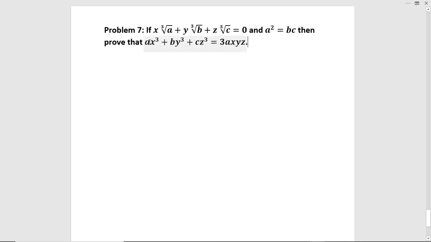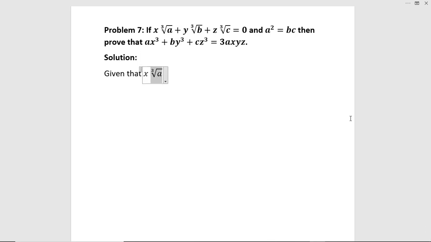So look at this expression. When we cube the first term, x cube root a, we will get ax cube. If we cube the second term, we will get by cube. And if we take the cube of the third term, we will get cz cube. So we can understand that we have to start with cubing in this expression. So the solution will be like this.